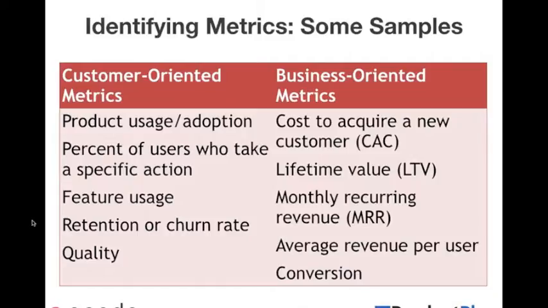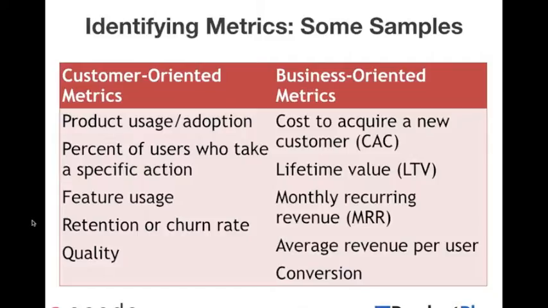Another metric that you can use, the last one on the list here, is quality metrics. You can look at metrics such as the number of bugs that are reported, or you can look at your net promoter score. Things like that help you determine if the quality of your product is improving in the right direction.